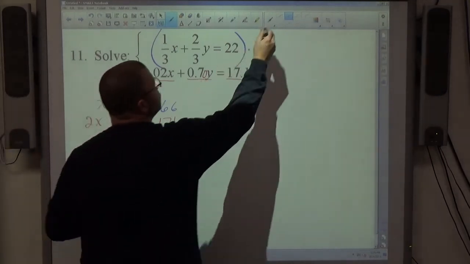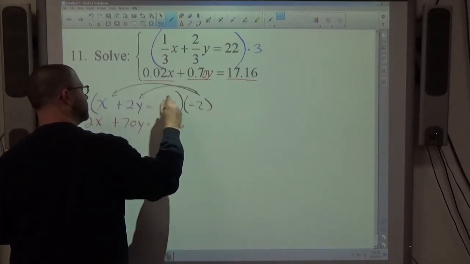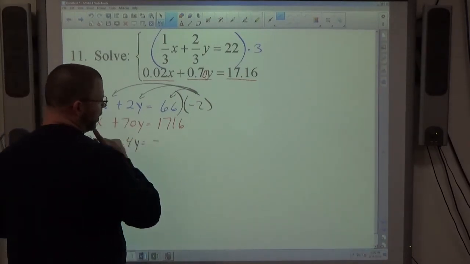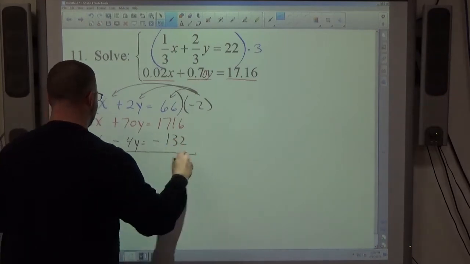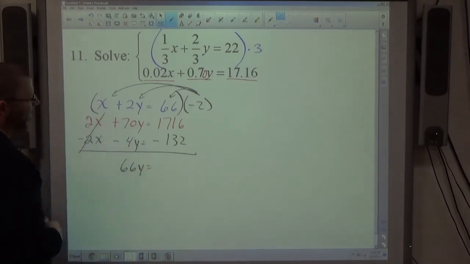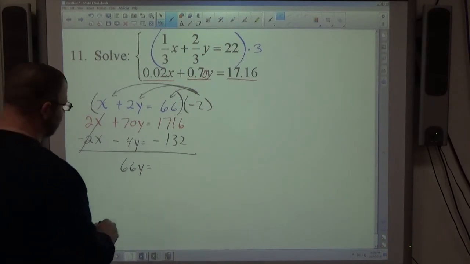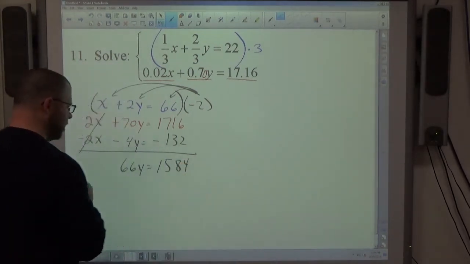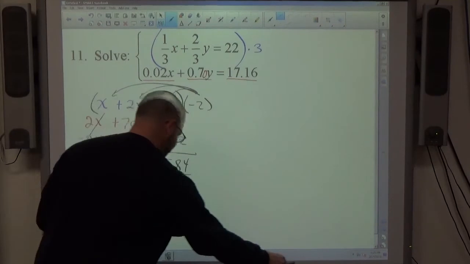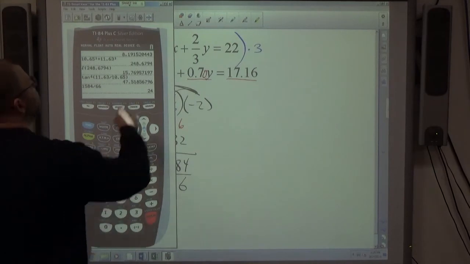I'm going to go ahead and do what I think most of you probably would have done, which is times -2. So -2x minus 4y is equal to -132. 2x minus 2x cancels. 70 minus 4 is 66y. And 1716 minus 132, 1584. Divide both sides by 66. I hope that's a nice number. Let's try it out. So 1584 divided by 66 comes out to 24.